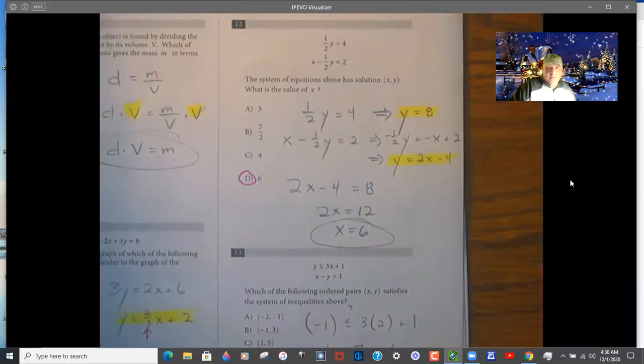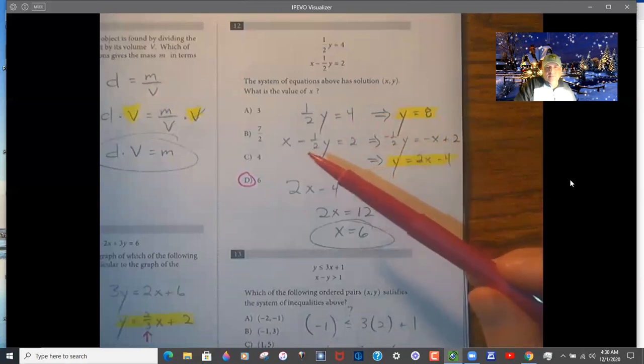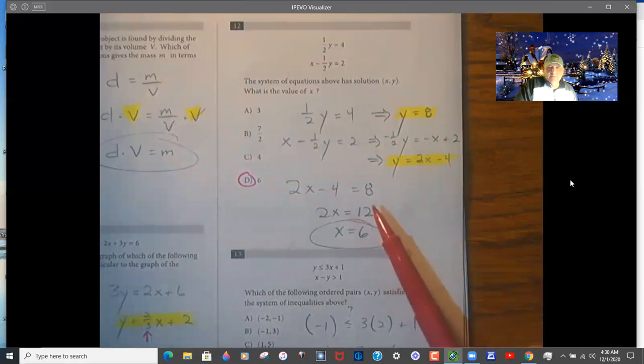Okay, so a system of equations has solution x, y. What is the value of x? So again, you want to solve for y in both, eliminating fractions. Multiply by 2, take the bottom, or I subtracted x first, and I multiplied by -2, left to right, so that makes just a 1 there, and then a +2 there, and a -4 there. So solve for y, notice the eliminating fractions again. It's a huge deal. Set them equal to each other, and then solve, and you get 6 for x.